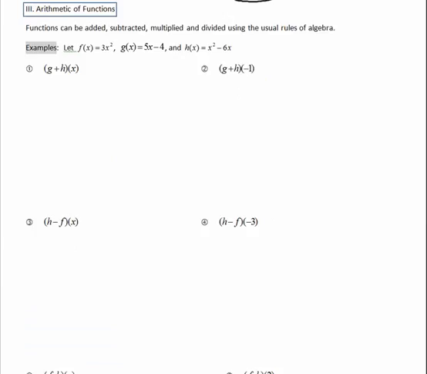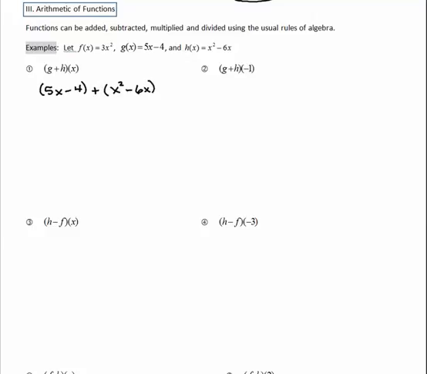The last portion of this video is devoted to the arithmetic of functions. We can actually add, subtract, multiply, or divide functions using our normal rules of algebra. We're given 3 functions for these examples: f of x, g of x, and h of x. And if I'm being asked to find in example 1 the function g plus h of x, I'm literally going to add g, which is 5x minus 4, plus h, which is x squared minus 6x.